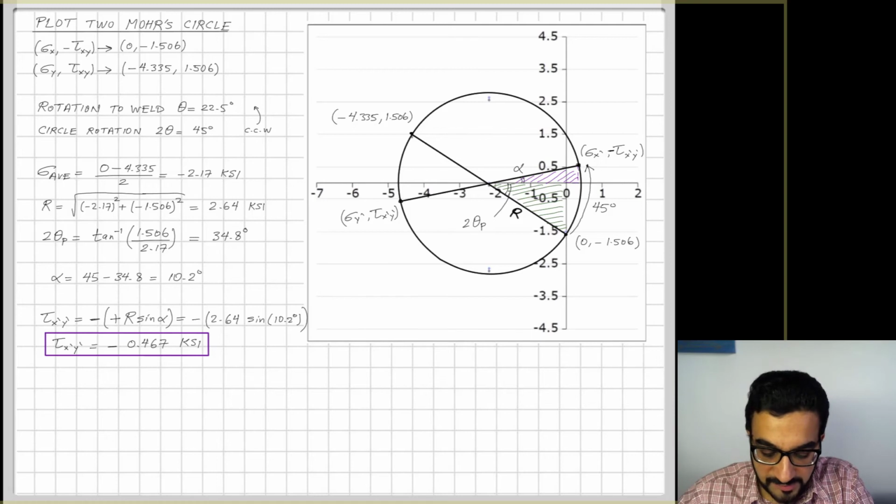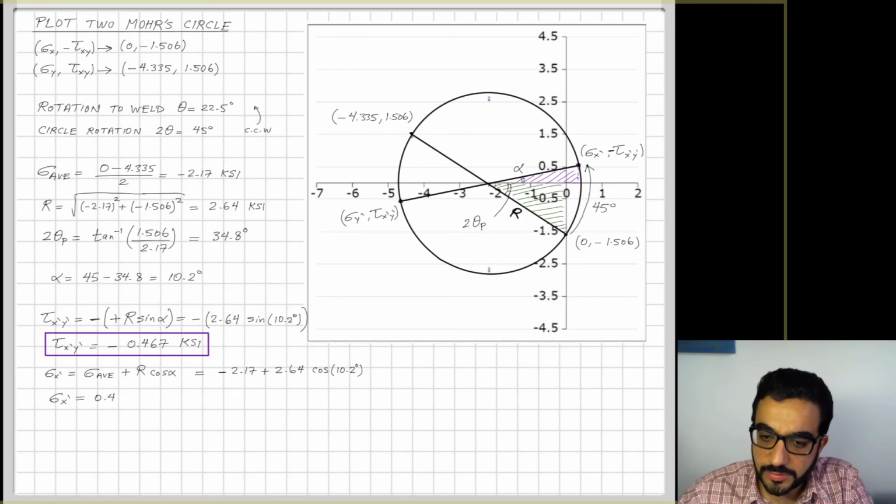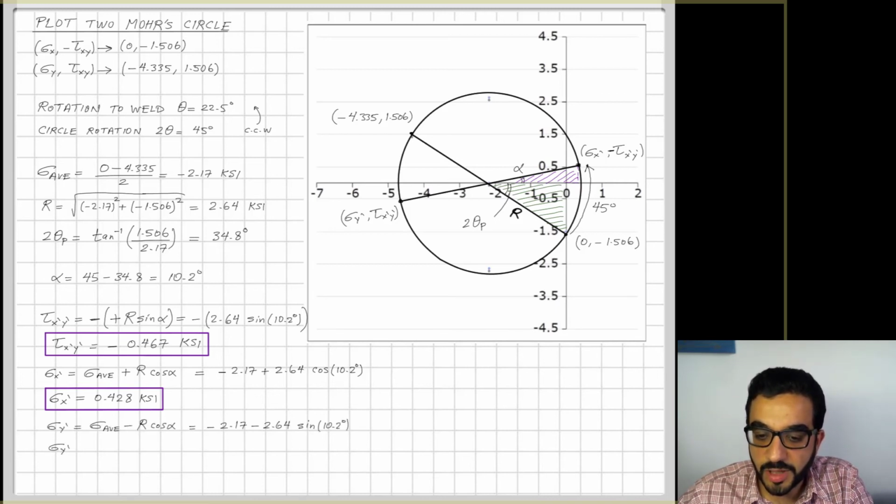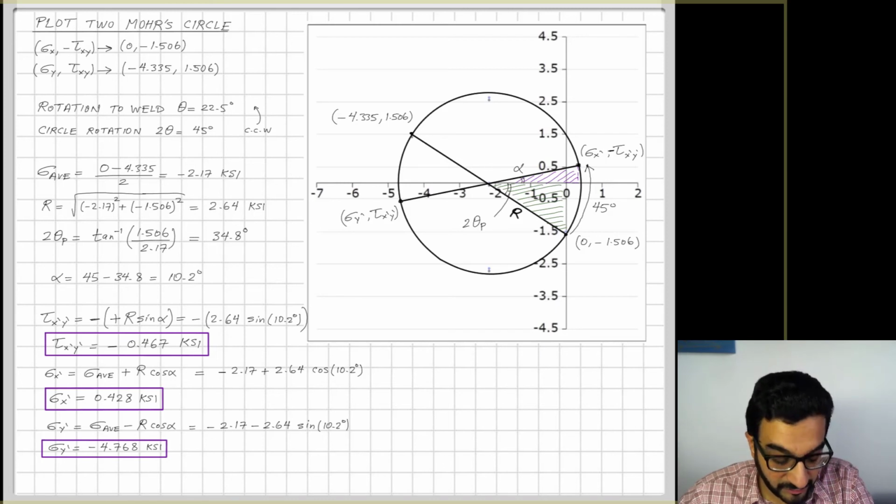So this is why I'm listing it here as negative. Then sigma x prime equals, relative to sigma average, I will add r cosine alpha. So sigma average, negative 2.17, plus r, 2.67, times cosine of the angle alpha, and we'll end up here with a small value of 0.428 ksi. And then sigma y prime will be a similar formula, but sigma average minus r cosine alpha, and that will give me negative 0.768 ksi. So I got my stress values at the weld surface.